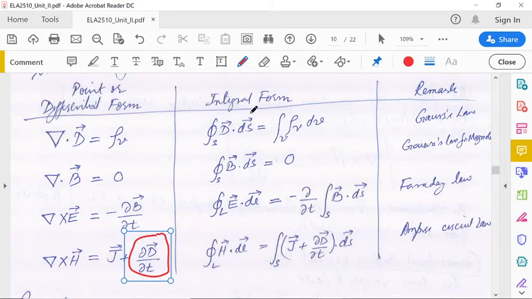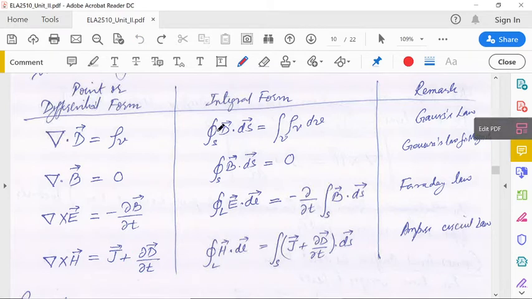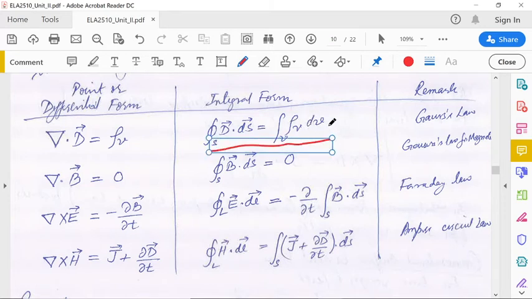And this integral form we use to find the boundary conditions for different problems, to find the value of electric and magnetic fields. So here what we have now is the integral form. This is Gauss law, which says that the total electric flux crossing a closed surface is equal to the total charge enclosed by that closed surface, that is the total volume charge it has. So whatever the total charge enclosed, it is equal to the total flux crossing. This is derived from the Gauss law.